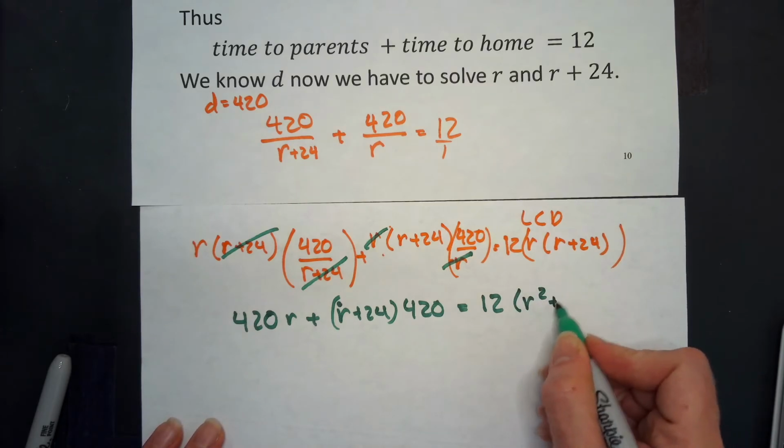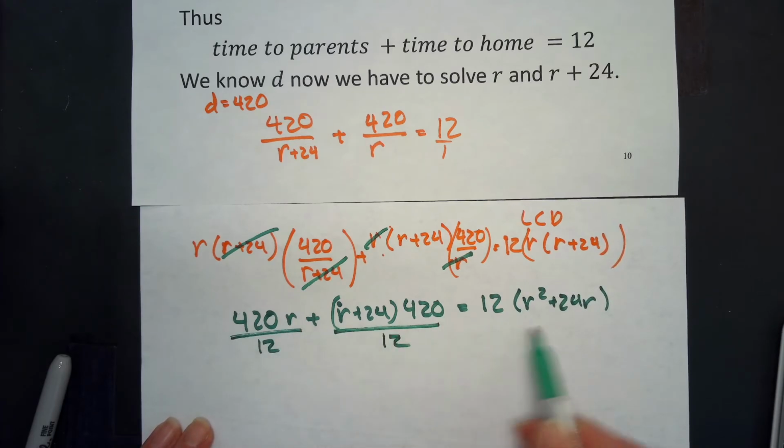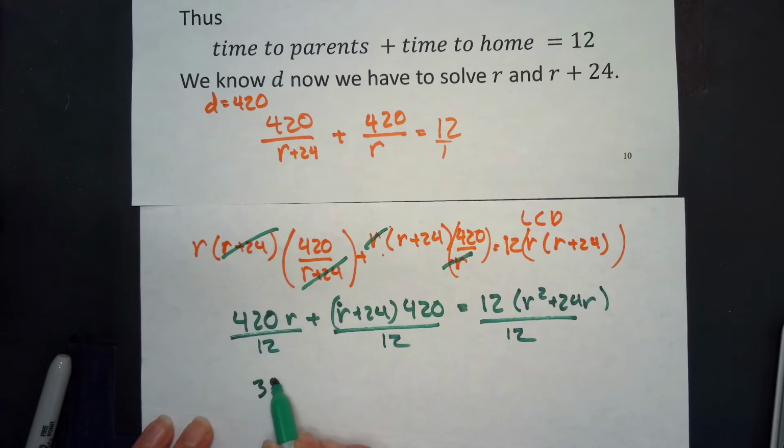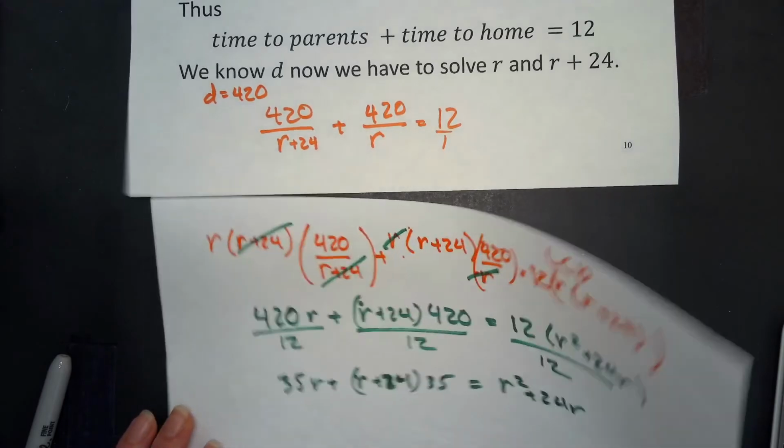I'm going to say that's R squared plus 24R. So I'm going to divide everything by 12. Makes life a little bit easier. So I'm going to get 35R plus 24 times 35 equals, and this is going to be R squared plus 24R. So do a little bit of multiplication here.